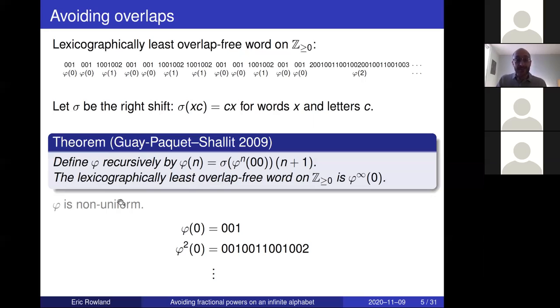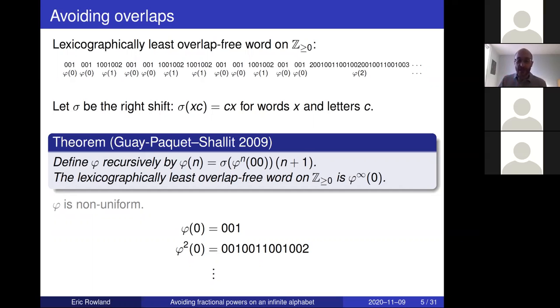So this is a non-uniform morphism, right? The phi of 0 has length 3, phi of 1 has length 7, and the lengths grow according to some recursive sequence. Yeah, and so here are the first few iterates. So we have squares and cubes and fourth powers.